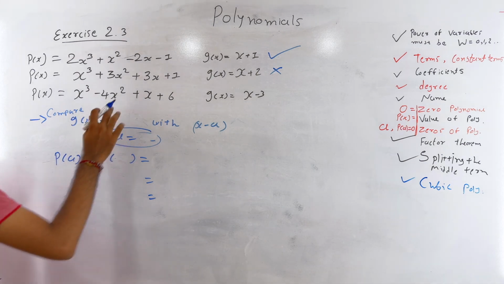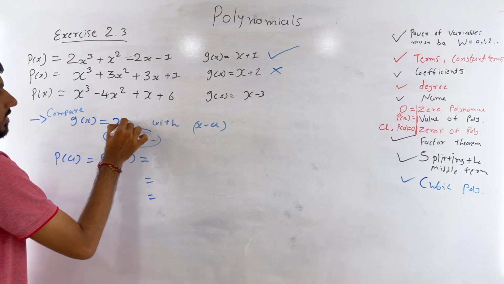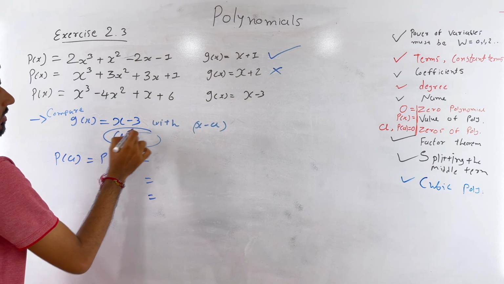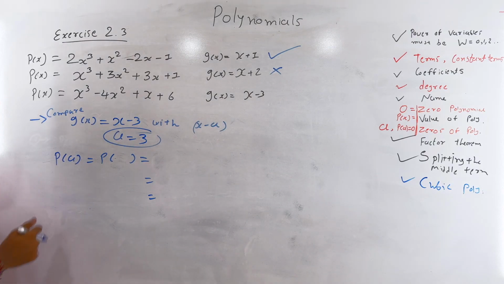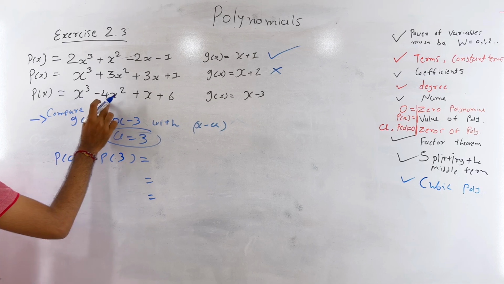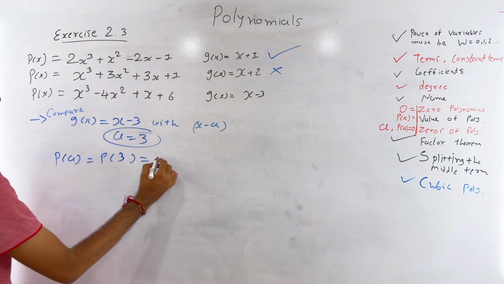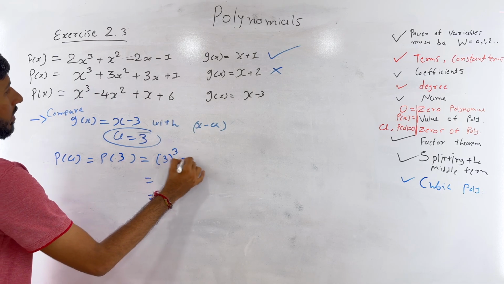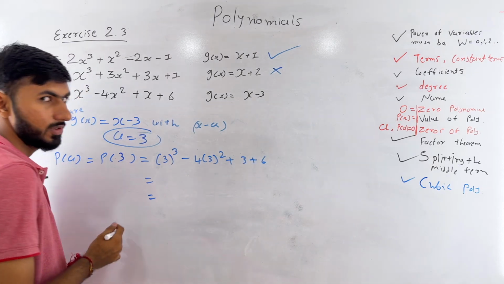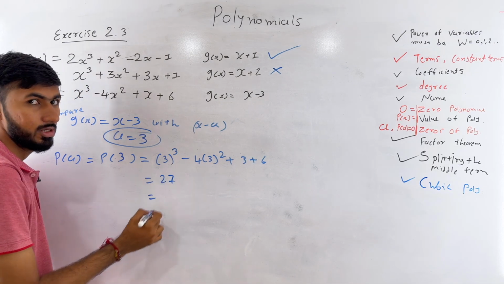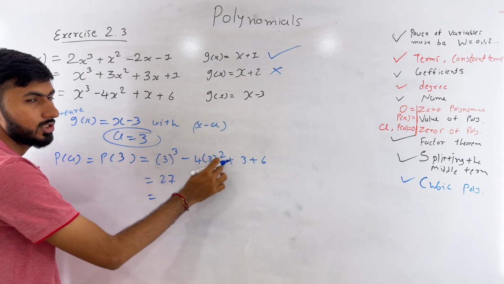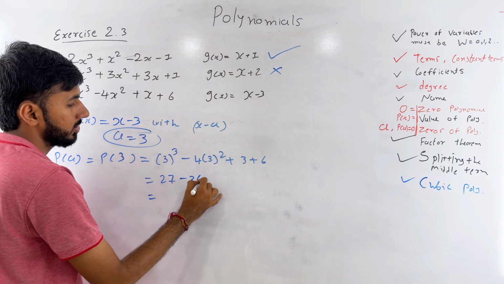So for the third question, I have gx is equal to x minus 3. By comparing x minus 3 to x minus a, my a will be only 3, right? So find p of a, that is equal to p of 3. Put 3 in this polynomial. So my answer will be 3 cube minus 4 in bracket 3 square plus 3 plus 6. Right? Very easy. Sorry, 3 cube, that is 27. 3 square, that is 9, for the 36.